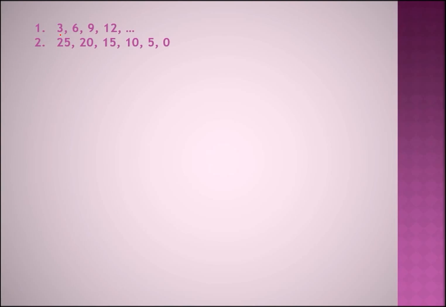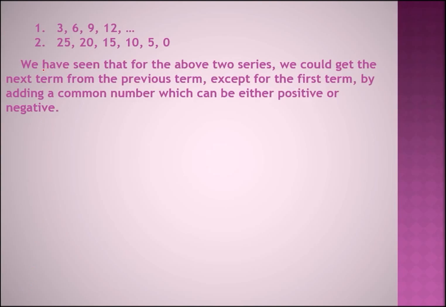Now taking up the first two series, 3, 6, 9, 12, this is an infinite series and the second one is a finite series. We have seen that for the above two series, we could get the next term from the previous term, except of course for the first term, because they do not have any previous term, by adding a common number which can be either positive or negative.